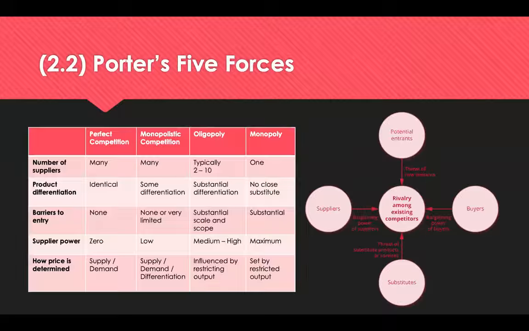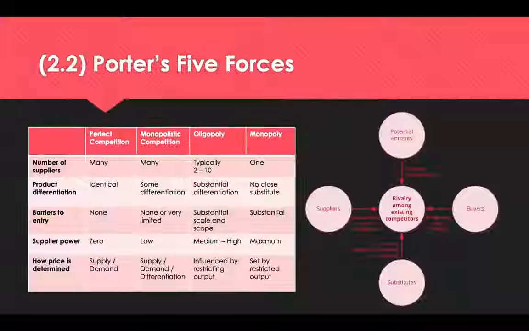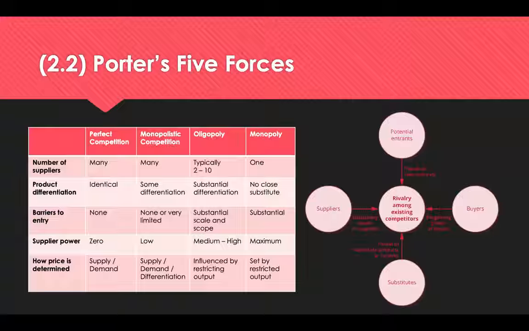On the left-hand side, I like to link Porter's forces to how the market actually looks. So when the supplier has the power, if you look along the supply power line in that graph, the maximum supply power is known as a monopoly, where there's only really one supplier. When the buyer has all the power, it's where the supplier has zero. So the buyer's bargaining power will lead to a situation known as perfect competition, because there are many suppliers with very identical products.